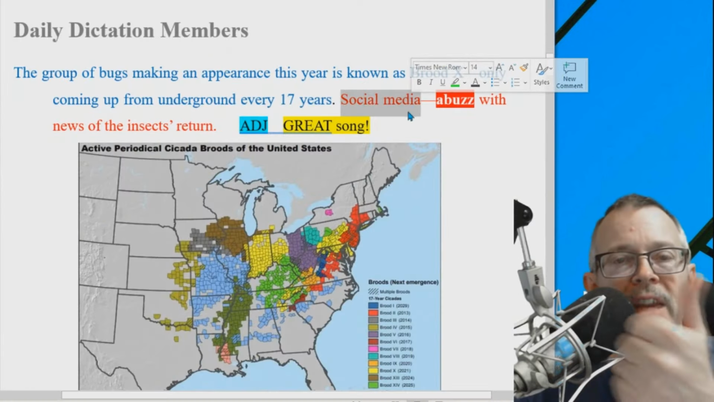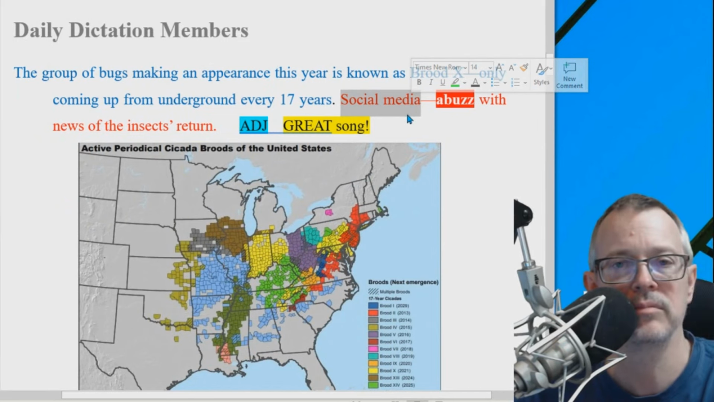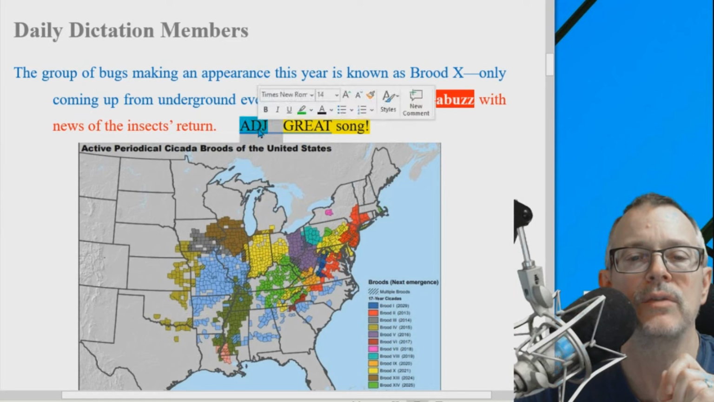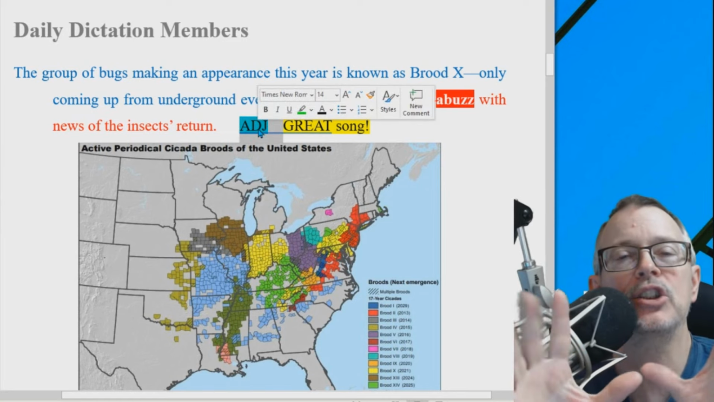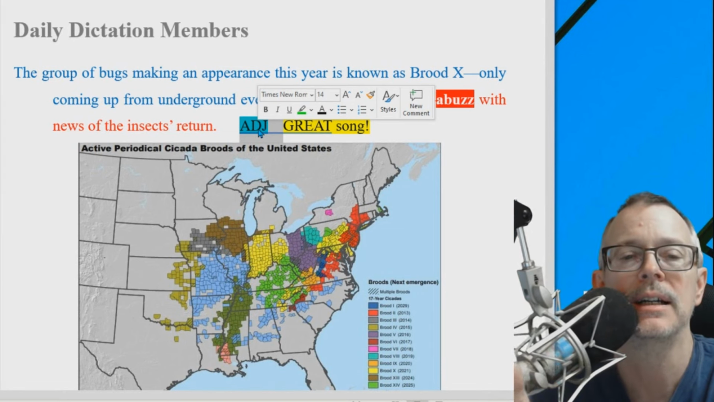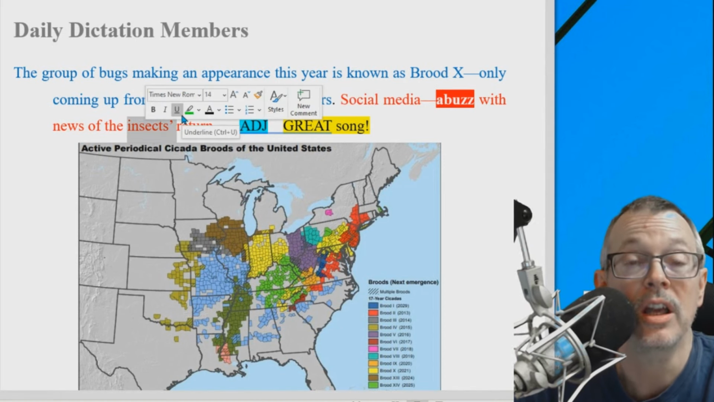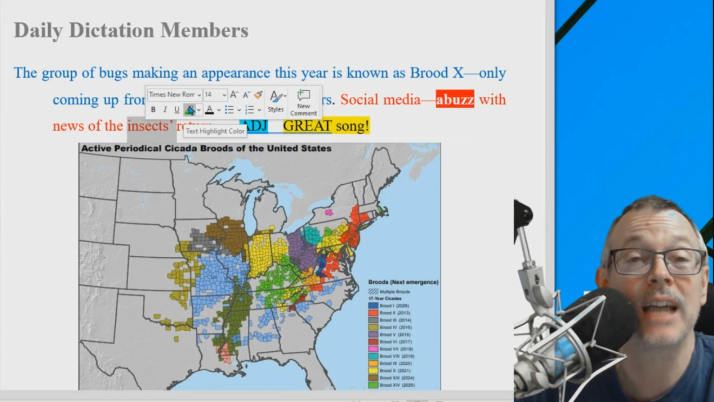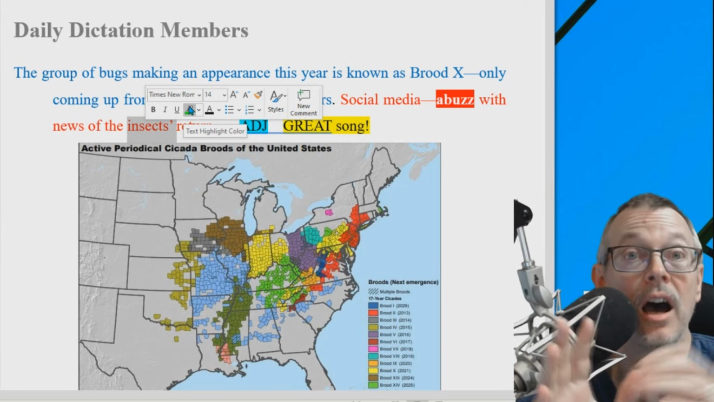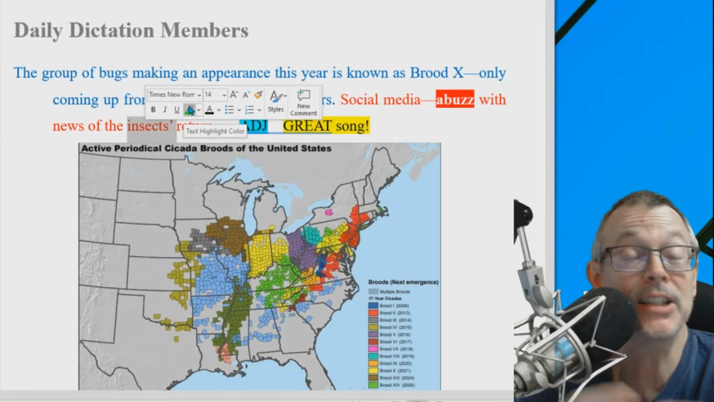Social media: Facebook, Twitter, Instagram, Pinterest, Telegram. I don't know what else there is. A buzz is an adjective. It's only an adjective and it means going crazy. Everybody's talking about something. Very active, with news of the insects' return. 2021, the cicada, 17 years, is coming back. Oh my God. Everybody's talking about it. In fact, there's even a really good song, the cicada song. Alex Moslov found this song. It's a great song.